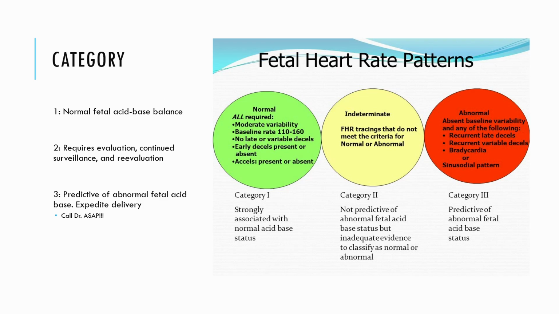Now I want to switch to the red box or the red circle. This is a category 3. This is predictive of abnormal fetal acid base, and we need to expedite delivery. In order to be a category 3, this is a bad baby, okay? You need to have the following. Absent variability with any of the following, either recurrent late decelerations, recurrent variable decelerations, or bradycardia, or that sinusoidal pattern automatically makes you a category 3.